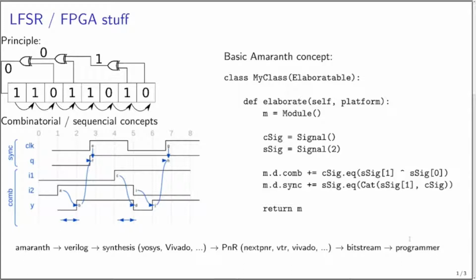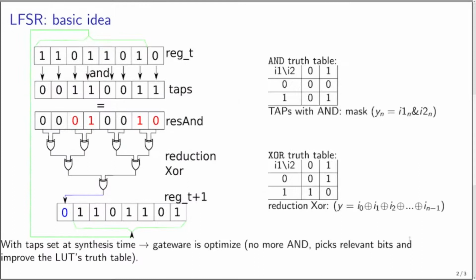Okay, now we have seen the basics. Here is a basic idea on how to implement this LFSR in FPGA using Amaranth. We have a specific register, the register with some value content at the time t. And we have a tap. The taps are always the same.